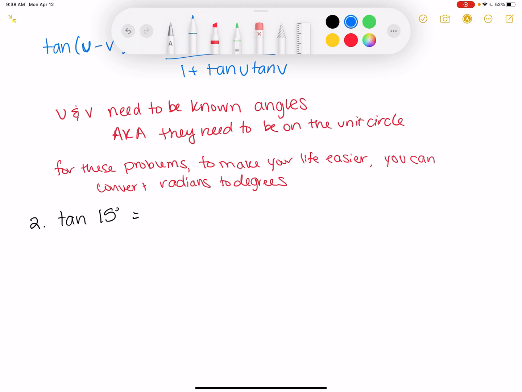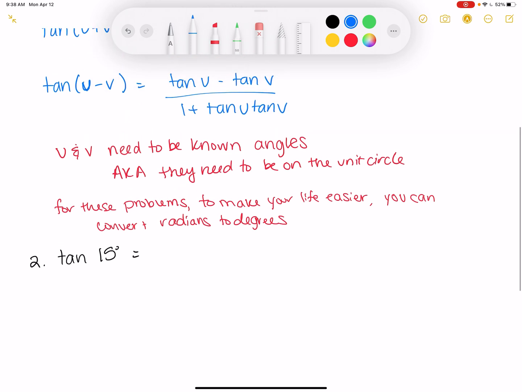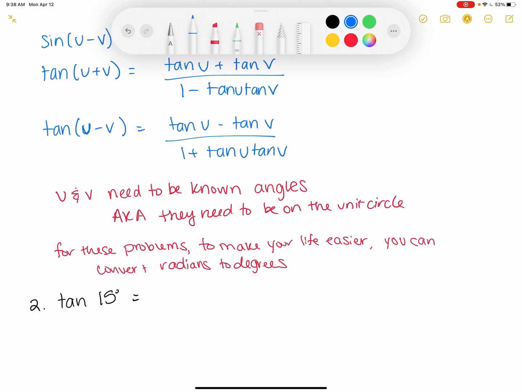Okay, so we want to rewrite this as something we know. Obviously it doesn't give us something that looks like this. So I need to figure out what values I know so I can rewrite it in terms of that and then use the formula, identity, whatever you want to call it. It'll make more sense once you see it, I promise.